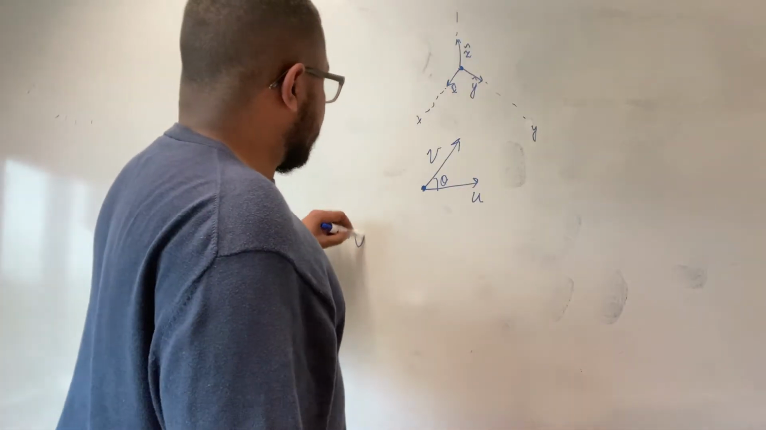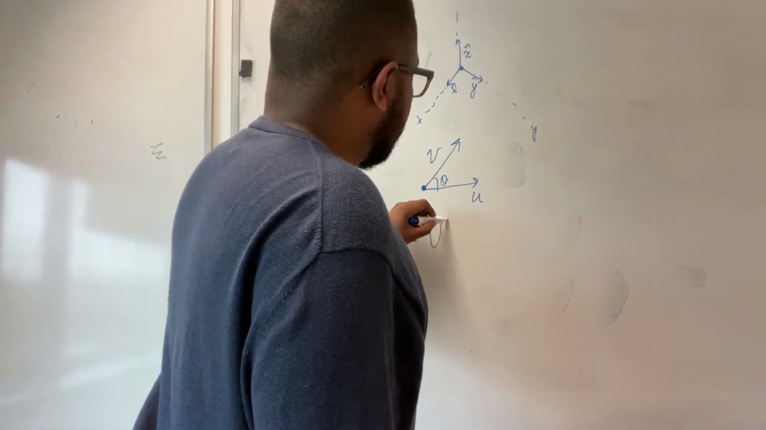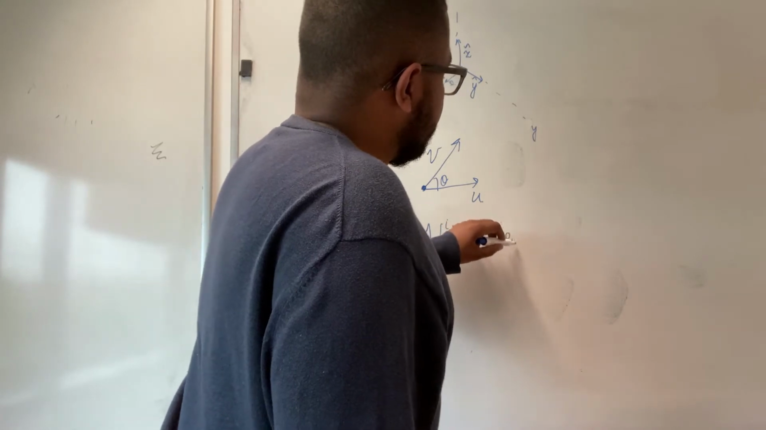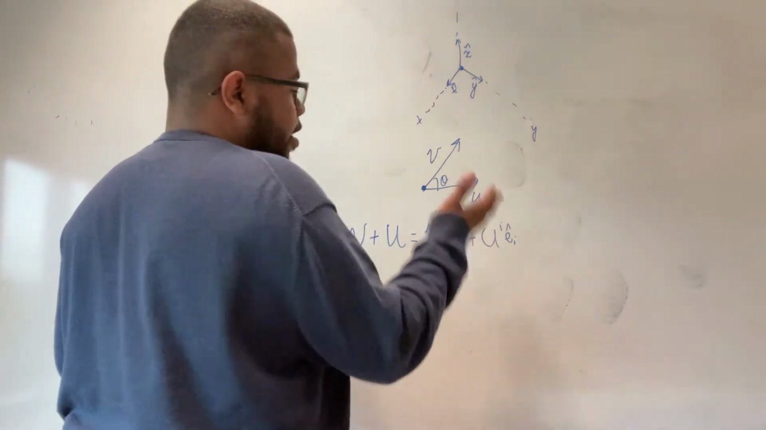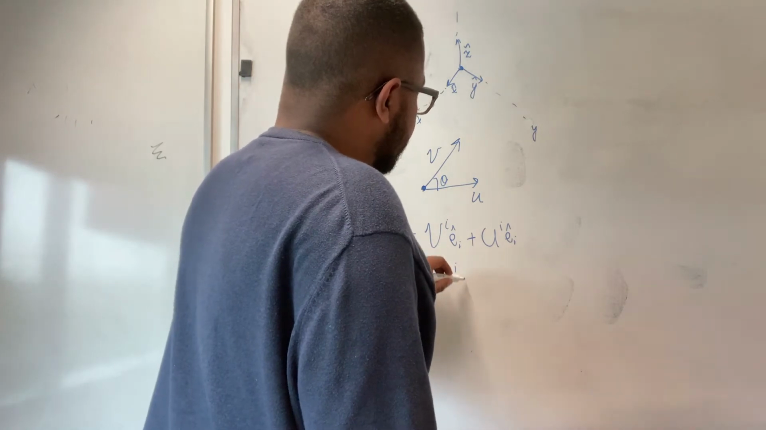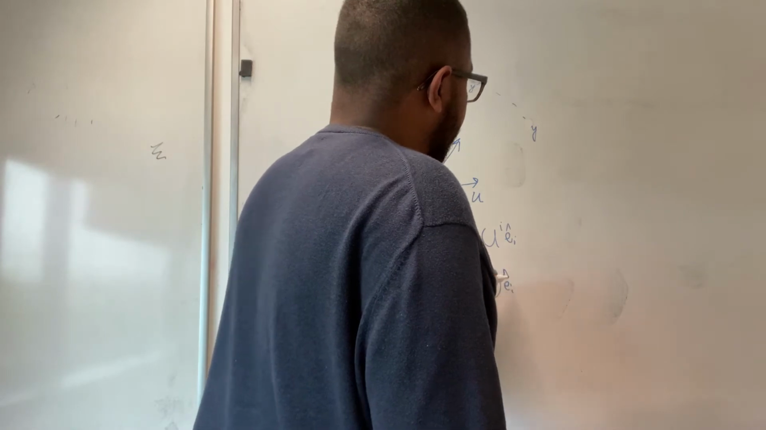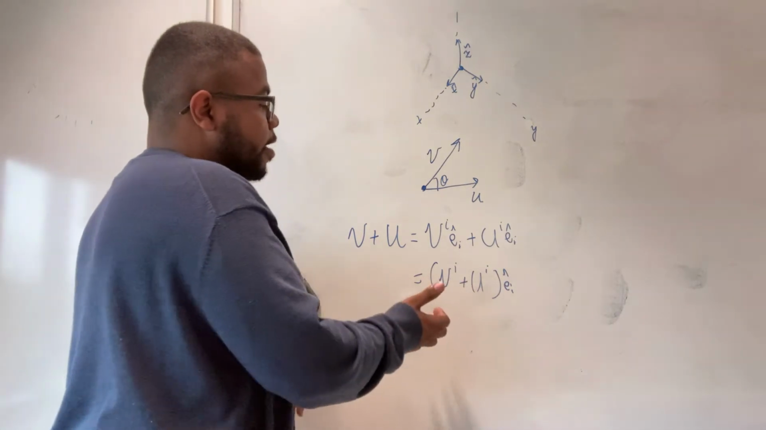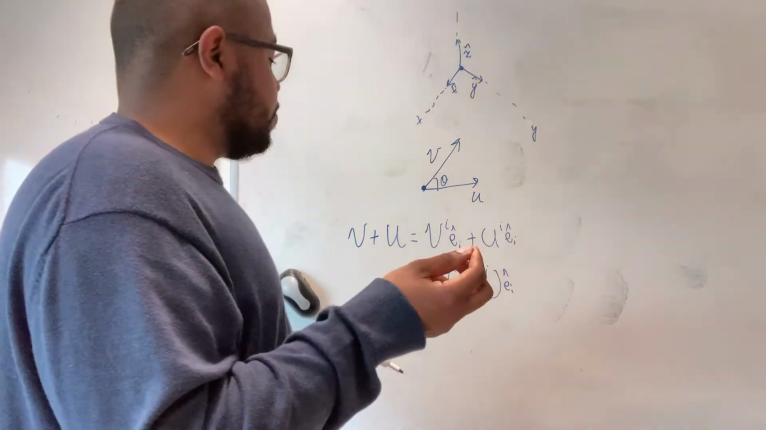We can say that the sum of two vectors, say v and u, would be equal to v_i e_i hat plus u_i e_i hat. And of course, because we need to add the components and sum that up, we can note this as (v_i plus u_i) times e_i hat, which is a very nice way to note the sum of these two vectors. Now, this is where the index notation comes into play.